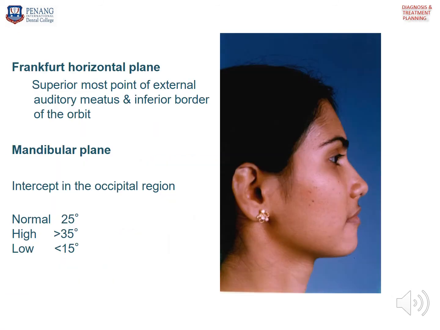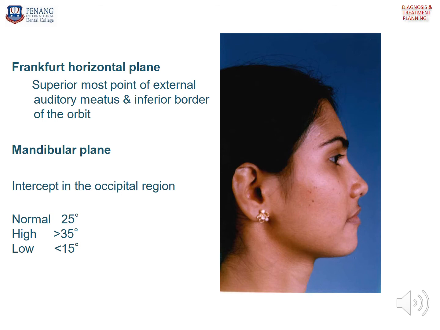The facial height, or the vertical skeletal relationship, can also be assessed by studying the angle formed between the lower border of the mandible and the Frankfurt horizontal plane. The Frankfurt horizontal plane is a line between the most superior point of the external auditory meatus and the inferior border of the orbit. Normally, the two planes intersect at the occipital region, so the angle will be around 25 degrees.